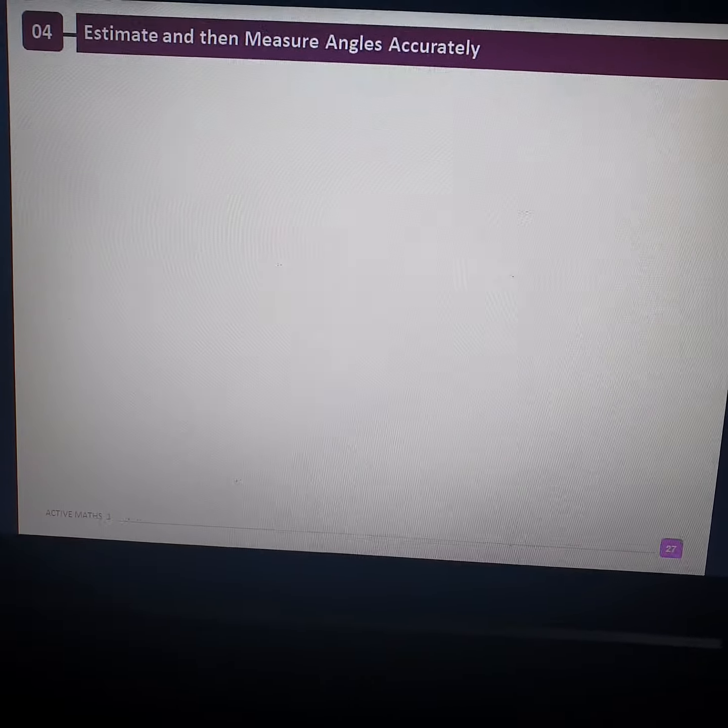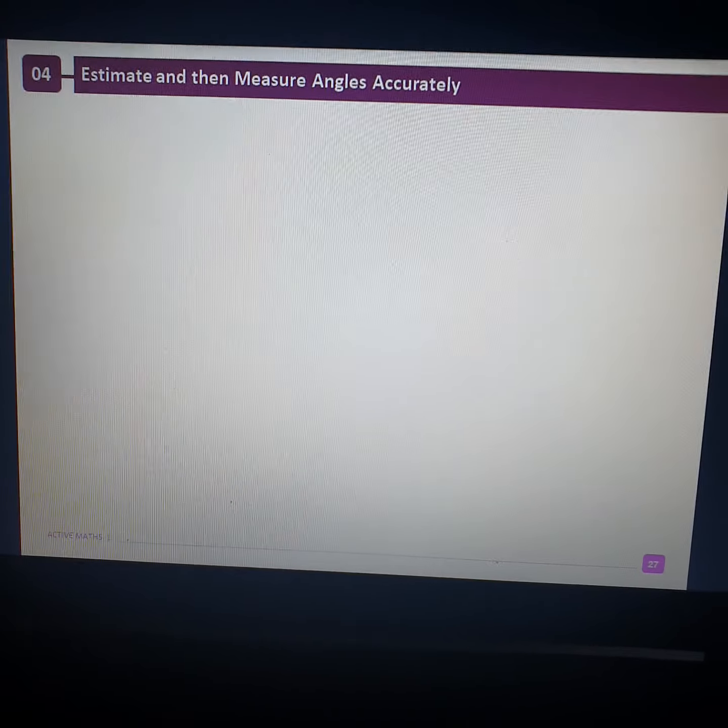Okay, so I'm going to go through measuring angles in the next lesson then.